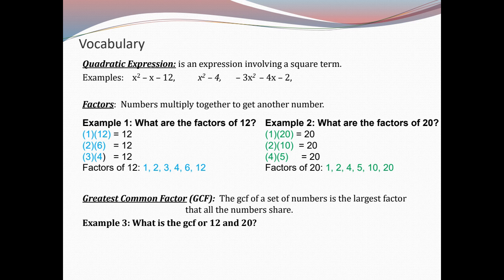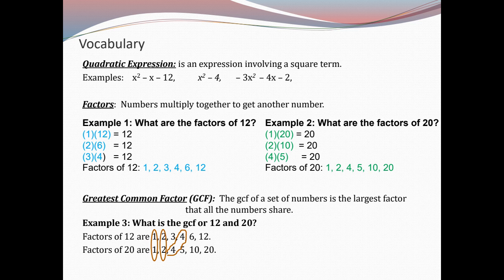So again, here is the list of the factors of 12: 1, 2, 3, 4, 6, and 12. For 20 they are 1, 2, 4, 5, 10, and 20. And these are the numbers that they share. They both share a 1, they both share a 2, and they both share a 4. But what is the greatest common number that they share?